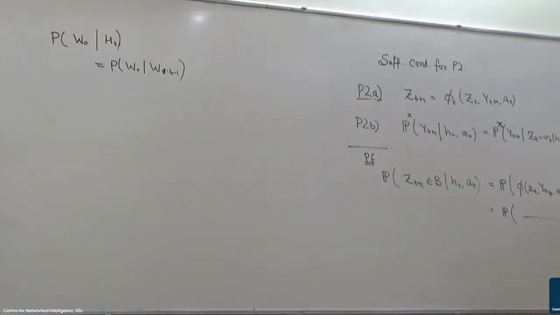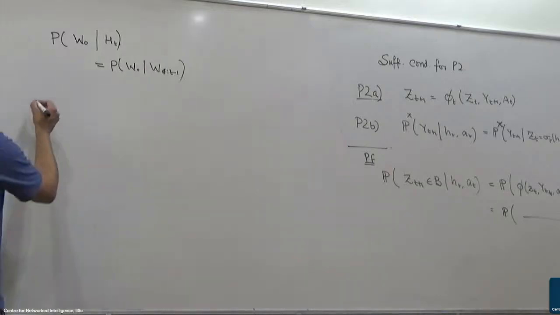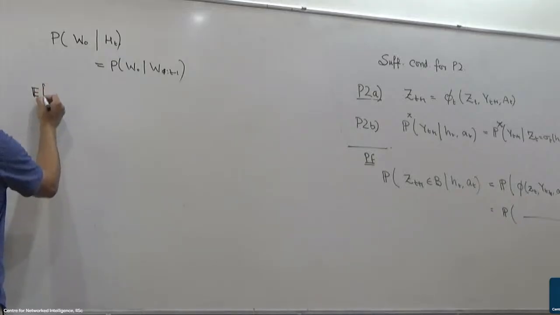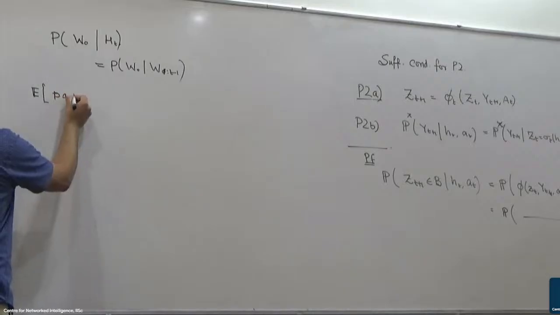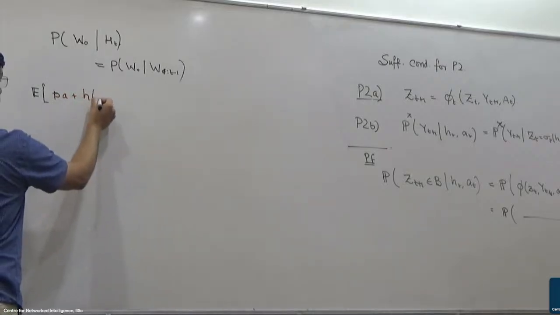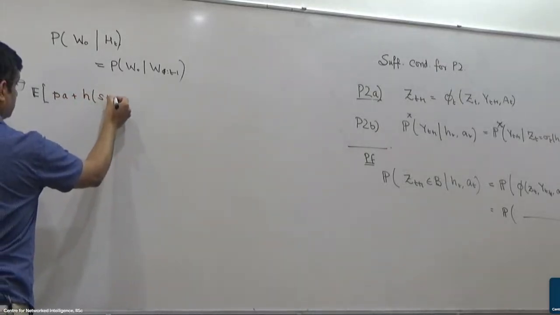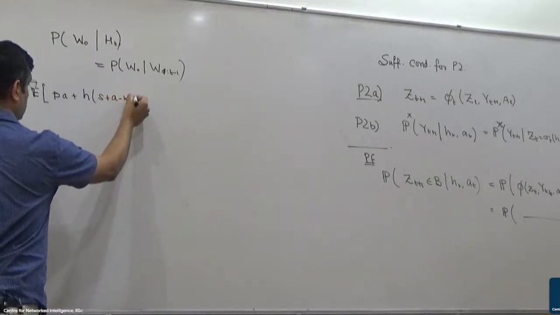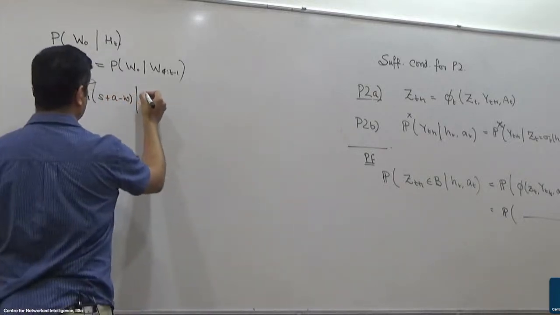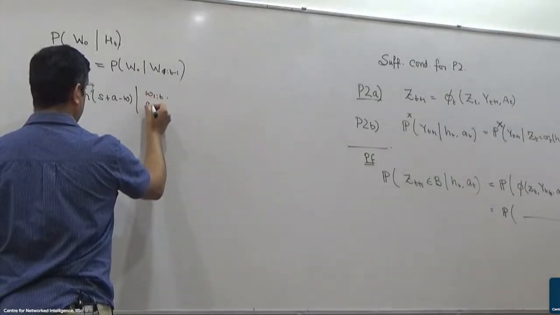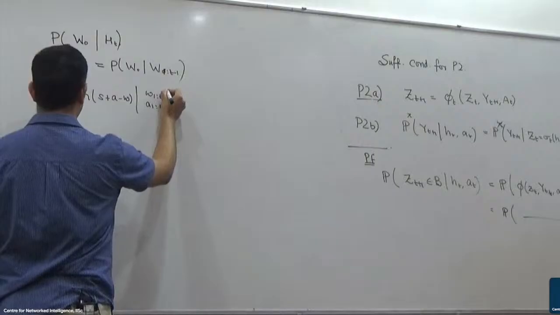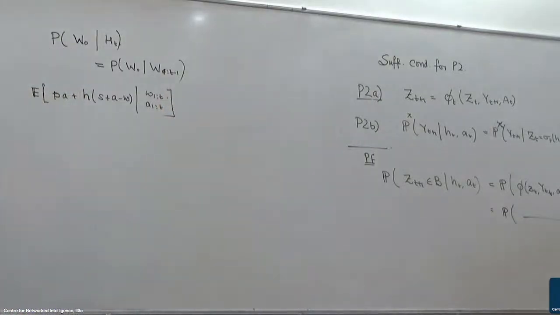Why is that the case? If I look at the current cost, the current cost was P times A plus some holding cost of S plus A minus W, conditioned on W1 to t, A1 to t. This is the object that I am interested in. This is A t.